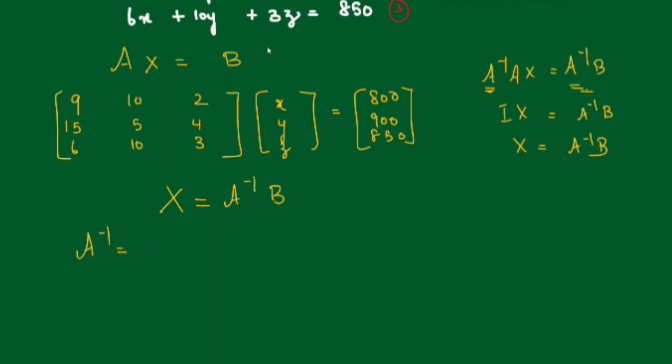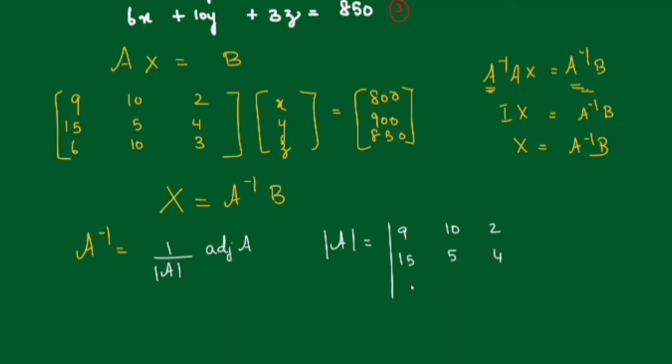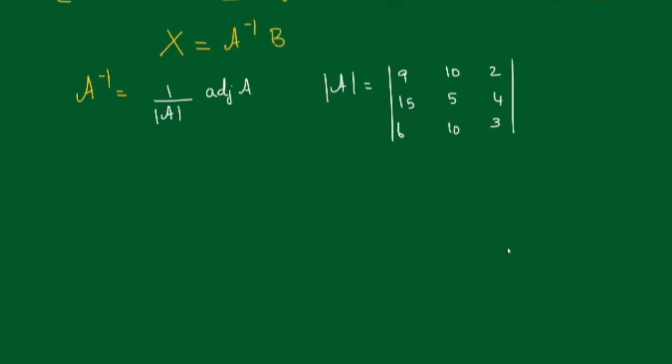What is the formula to find A inverse? 1 by determinant of A into adjoint of A. So we have to find the determinant of A first. The determinant of A is 9, 10, 2, 15, 5, 4, 6, 10, 3. Now how do you find the determinant?